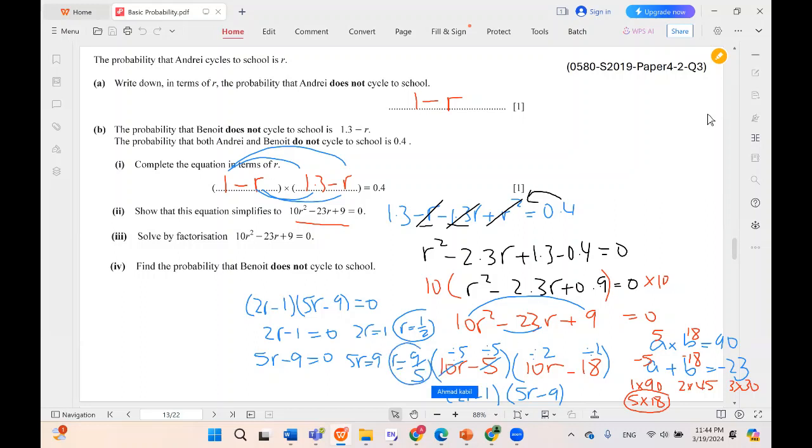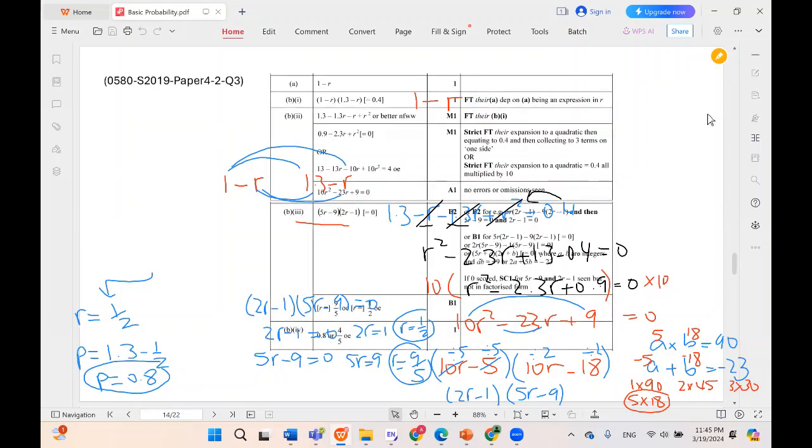Of course, we have two solutions here for triple I, since this is an algebra question. But for the probability context, we cannot use both values. We can only use r equals half, because r cannot be greater than 1, since it's a probability, so it must be less than 1. So 9 over 5 would not work. Therefore, r equals half. And the probability that Benoit does not cycle to school is 1.3 minus half, which is 0.8 as a final answer.